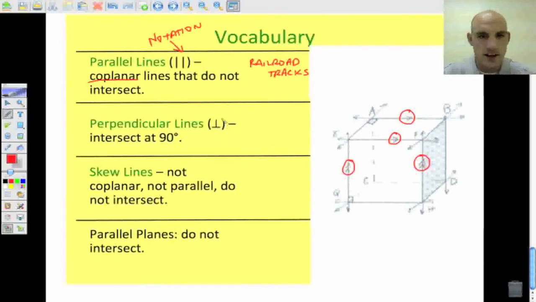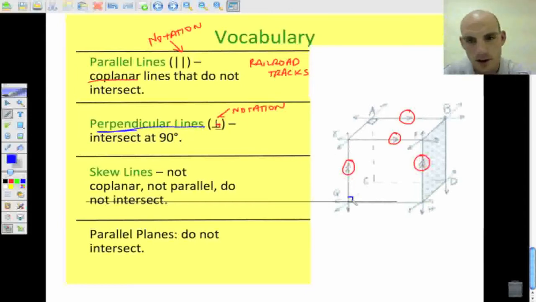Perpendicular lines intersect at 90 degrees. Once again, this is our notation, because it intersects at this little bitty 90-degree angle here. Okay, you see how that goes? Okay, and so when we look at our diagram here, our perpendicular lines are going to look something like this. Okay, so that's what we've got. We've got that perpendicular line there.